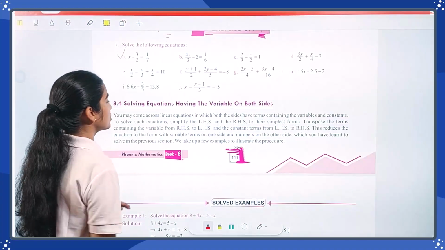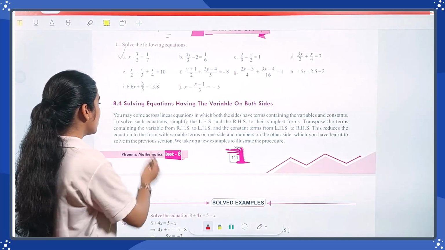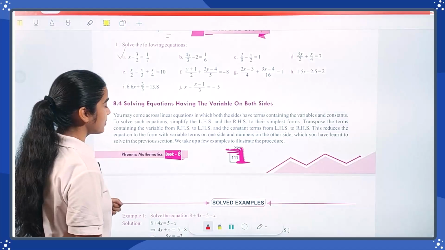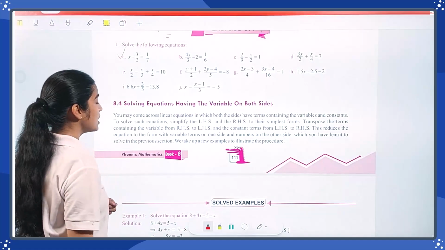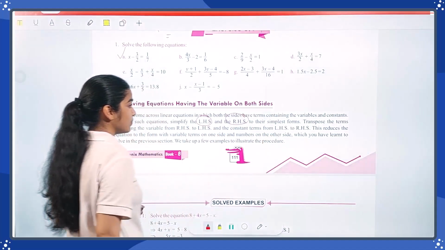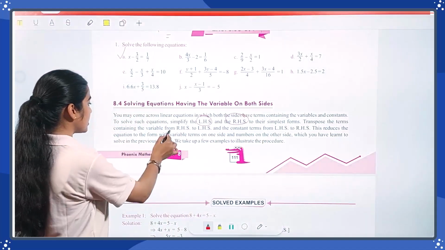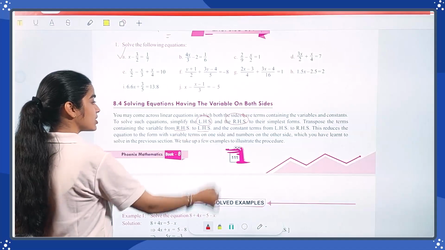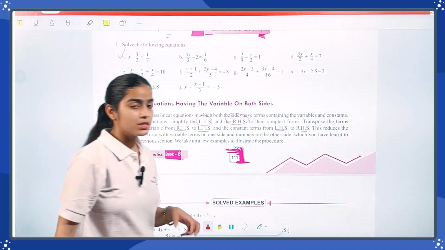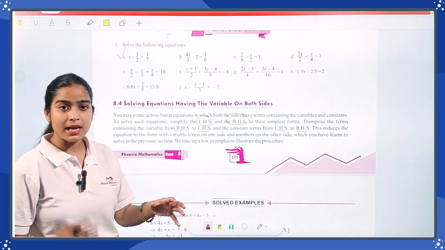Now solving equations having the variables on both the sides. You make a linear equation in which both the sides have terms containing the variables and constants. To solve such an equation, simplify the LHS and the RHS to their simplest form. Transpose the terms containing the variables from RHS to LHS and the constant terms from LHS to RHS. It means that you have to shift your variables and constants.